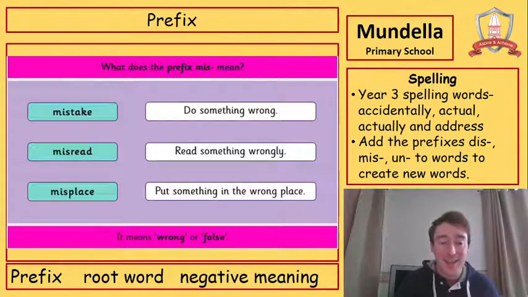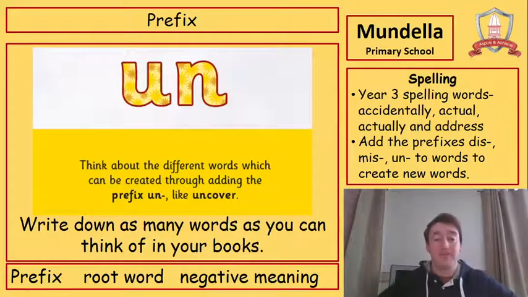Okay? And the last one is un. So write down in your books as many words as you can which have the prefix un. We've got uncover. Can you think of any more? Pause the video, try and come up with as many as you can.